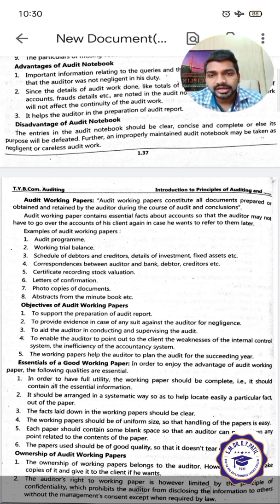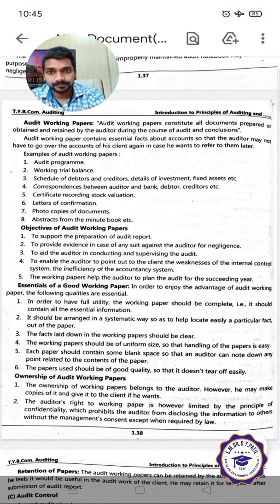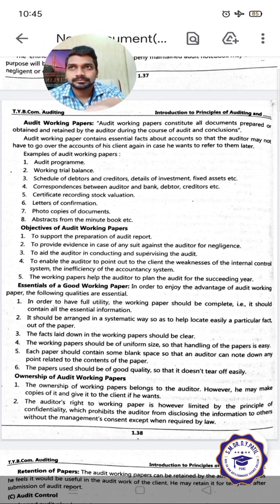Now, audit working papers. Audit working papers constitute all documents prepared or obtained and retained by the auditor during the course of audit and conclusions. Audit working papers contain essential facts about accounts so that the auditor may not have to go over the accounts for his clients again in case he wants to refer to them later.